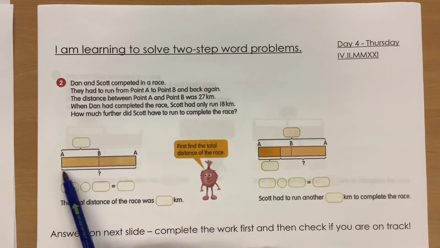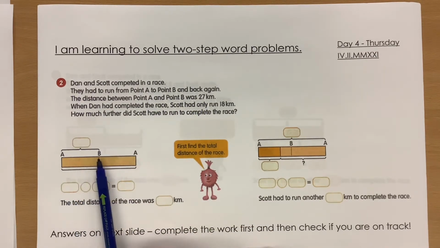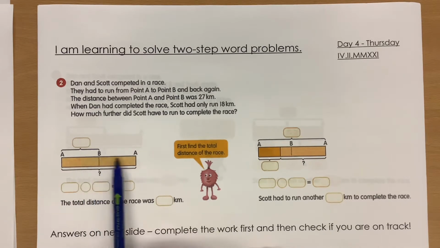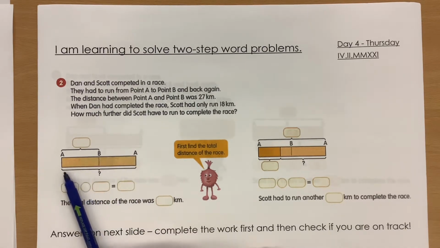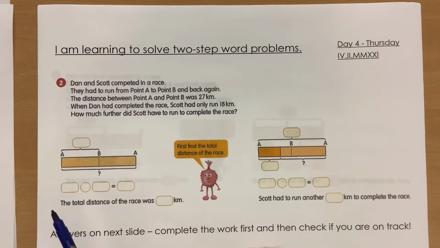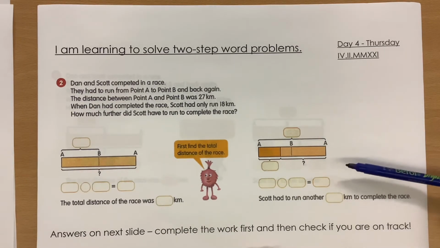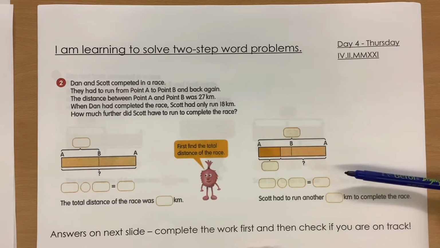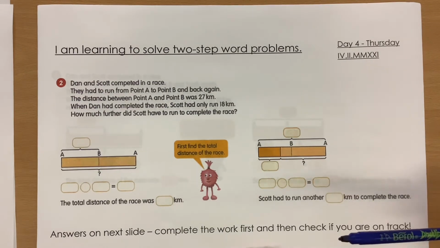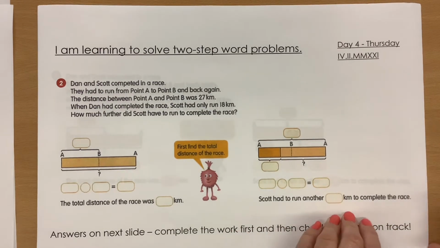So we can draw this bar model here. We've got point A to point B. We know what that is. Point B to point A. We know how to work out the total. So pause the video and have a go at this question and then see if you can complete the bar model, which then works out how much further Scott has to complete the race. And we'll go through the answer to this in a second.